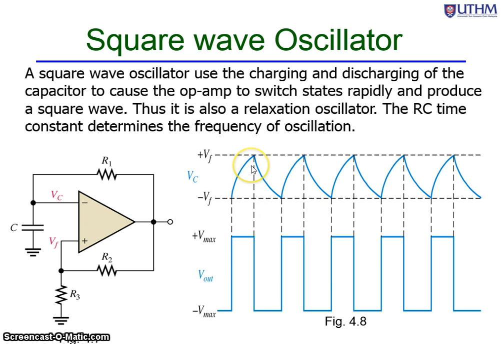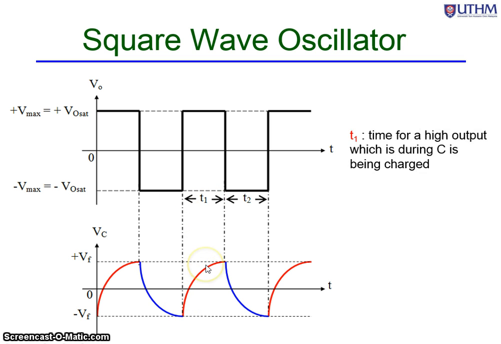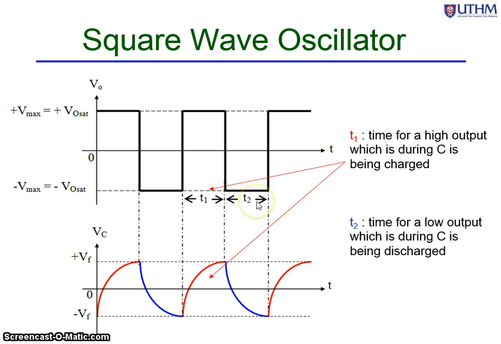So this is what you'll get at the output, a square wave. This is the voltage across the capacitor. The positive output is also called plus Vmax or plus VO saturation, which is actually your VCC, and the negative Vmax or negative VO saturation is negative VCC. We're going to find the value of T1, the time taken for C being charged, and also T2, when the output is low and C is being discharged.